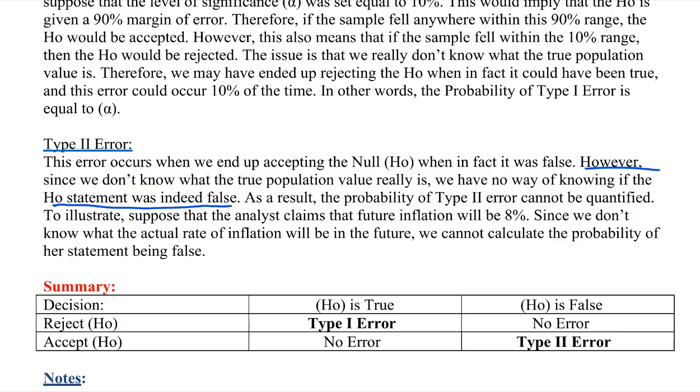Let's do an illustration. Suppose that the analyst claims that future inflation will be 8%. So this would be the null statement. And the whole thing with type 2 error is, what is the probability of accepting this statement when it's false? Well, here's a question I have for you. How would you know that her statement is false? We don't know what inflation will be in the future.